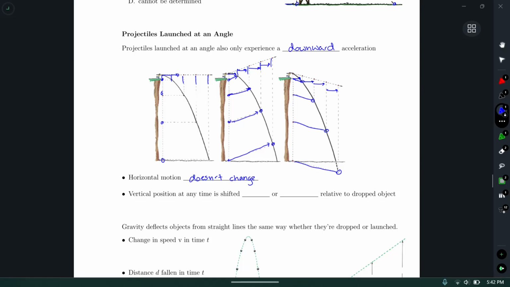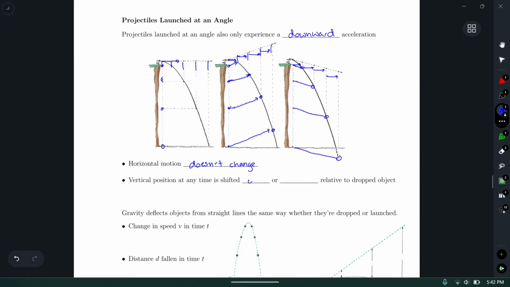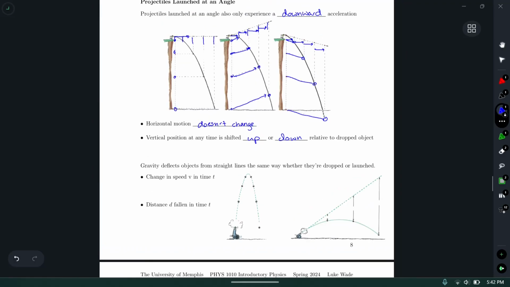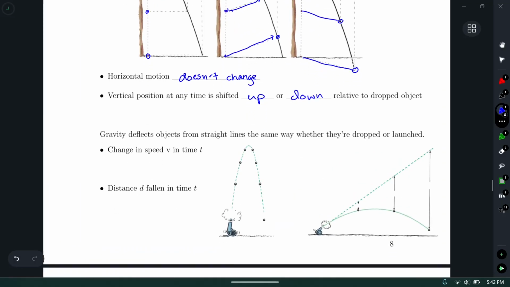Okay? So the vertical position of an object is just shifted up or down relative to where it would be if it were dropped when you throw something at an angle. That's the only effect it has. The last thing I want to talk about for this lecture is this idea that all gravity is doing is pulling stuff away from the path they would go on if it weren't there. We can think about and calculate things about gravity very similar to ways we already have.